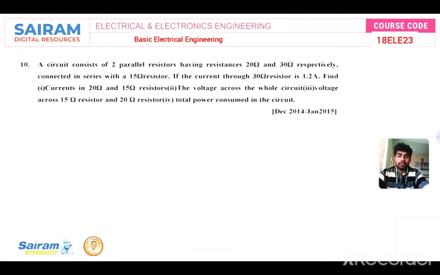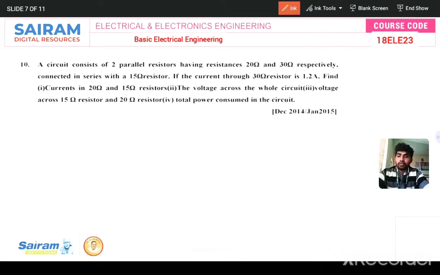So the first problem is like this. A circuit consisting of two parallel resistors having resistance of 20 ohm and 30 ohm respectively, connected in series with a 15 ohm resistor. So read the question properly. If you have drawn the circuit diagram wrongly, you will definitely not get a proper answer. So reading the problem is very important.